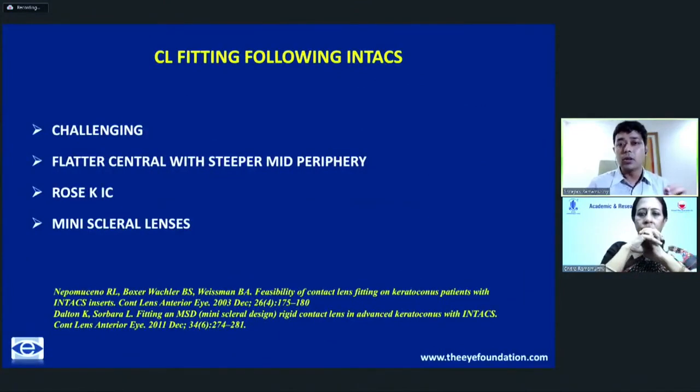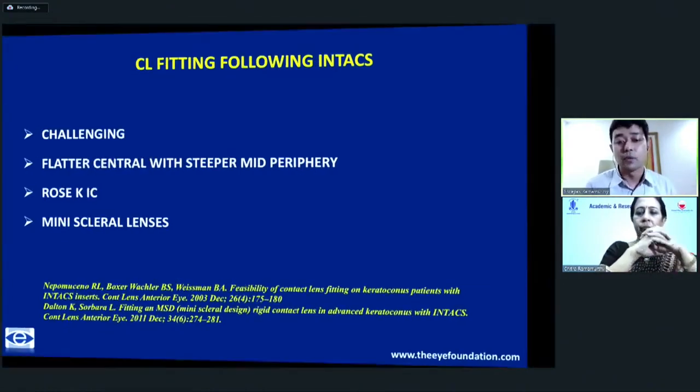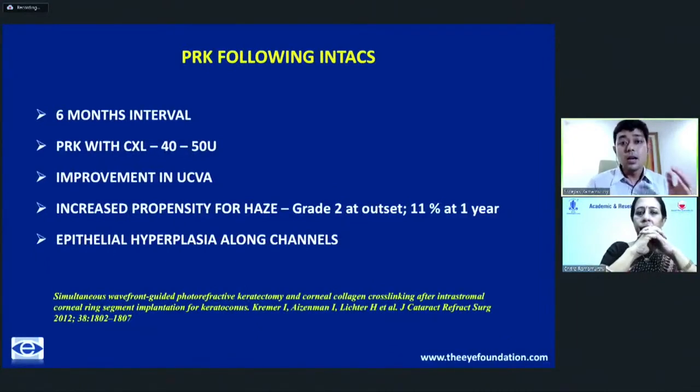Like I already mentioned, contact lens fitting following intracorneal ring segment can be more challenging because you have a flatter center and a steeper mid-periphery. But of course, there are lenses, Rose K IC and mini scleral lenses, which are available, which can be done post-INTACs. But in today's practice, I consider it a failure of case selection and using the INTACs if you're anyway going to put the patient on contact lenses, because most of these patients could have been fitted with the contact lenses even before the intracorneal ring segments.